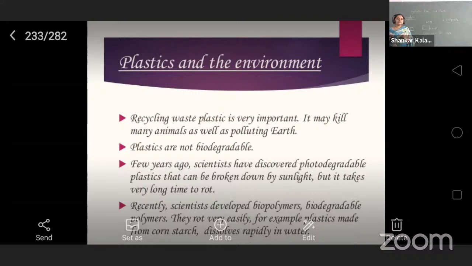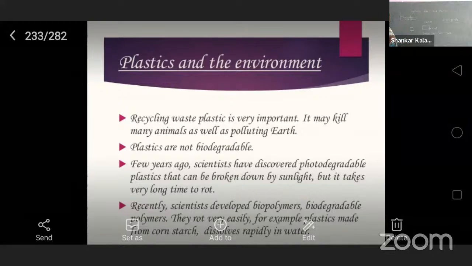That's why plastics are not biodegradable. A substance that is converted by a biological process will be biodegradable. A process which is not biological, we call non-biodegradable. And 3 years ago, scientists discovered photodegradable plastics that can be broken down by sunlight, but it takes a very long time to rot.